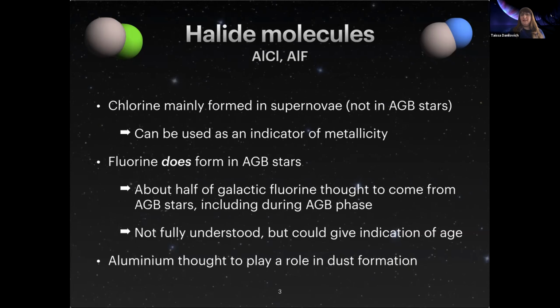While it's synthesized inside the AGB star and then dredged up to the surface, this could give us an indicator of age. More fluorine, just like more carbon, means that the AGB star has had more third dredge-up events. That could give us some indication of age as well. And then chlorine is not formed in AGB stars, but has been found to be a reasonable indicator of metallicity in the galaxy in general, in stars generally speaking.